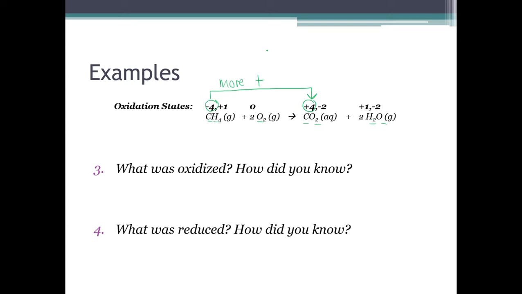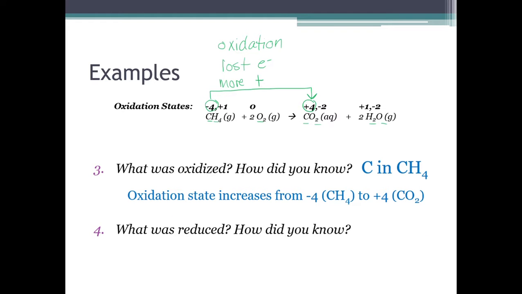More positive means we must have lost electrons. A loss of electrons is oxidation. So we can say that the carbon in methane, CH4, was oxidized. And we know this because the oxidation state increased from -4 to +4.